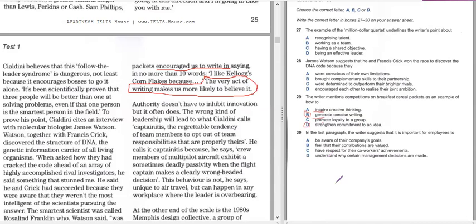However, it is very confusing. It is talking about not more than 10 words. Packets encouraged us to write in, saying in no more than 10 words, I like Kellogg's cornflakes because... It's a really difficult one because it's talking about generating concise writing. Concise means the smaller one, but they are giving their logic: the very act of writing makes us more likely to believe it.